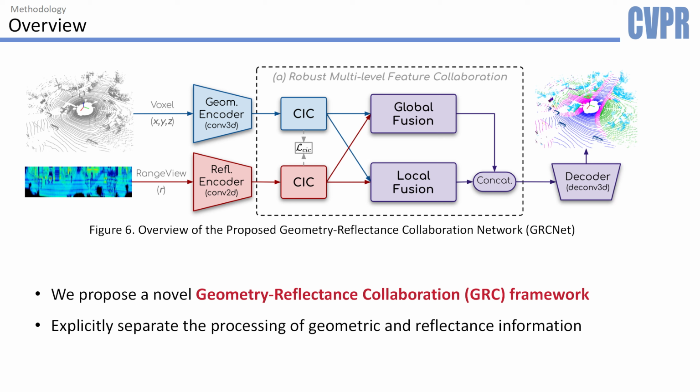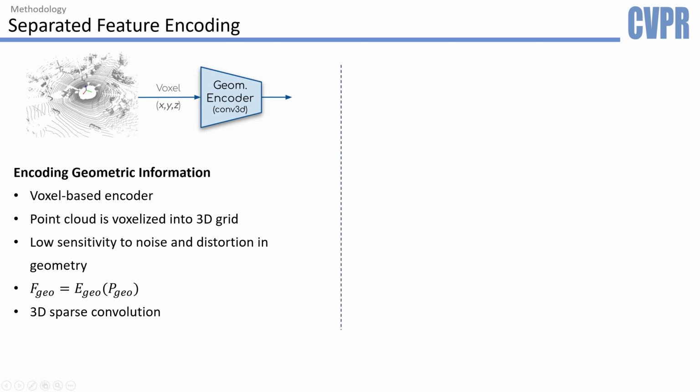Then, we design a robust multi-level feature collaboration module, to enhance the robustness and complementarity of the features. Finally, we fuse the features through both local and global strategies. For geometry encoding, we use a voxel-based encoder, which voxelizes the point cloud into 3D grids. This helps reduce sensitivity to noise and distortion in 3D space, and is well suited for encoding geometric features.